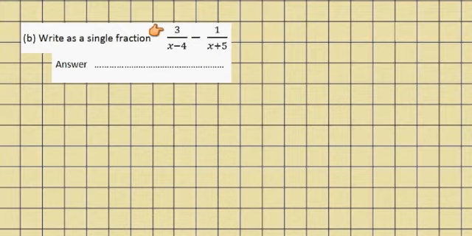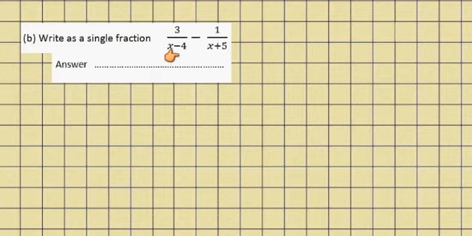Write as a single fraction 3 over x minus 4 minus 1 over x plus 5. Here you're subtracting two fractions. Whenever you add or subtract two fractions, they need to have common denominators. Here the denominators are both different. We need to convert both fractions so they both have denominators that are the same.